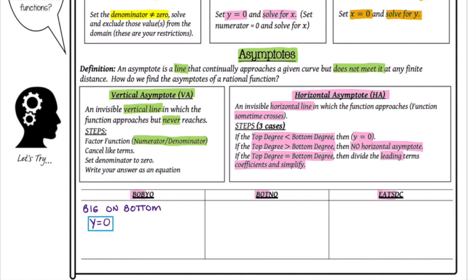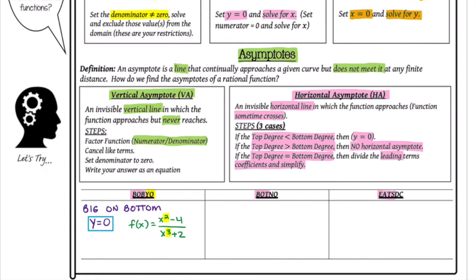So what's an example of something that looks like this? You could have your function equal x squared minus 4 for the numerator and x to the third plus 2 for your denominator. What you are looking at is the degree. Where is the exponent larger? It's larger on the bottom. So that means the horizontal asymptote is going to be y equals 0.